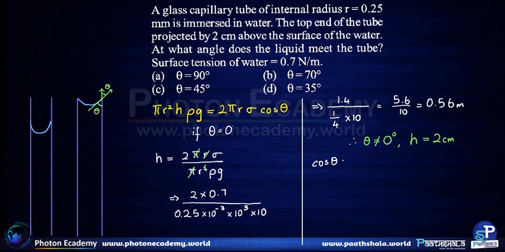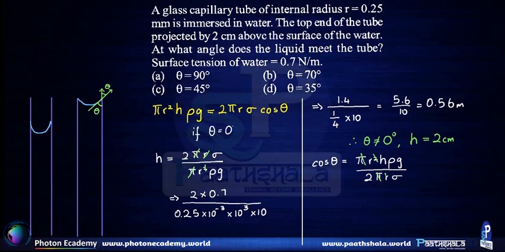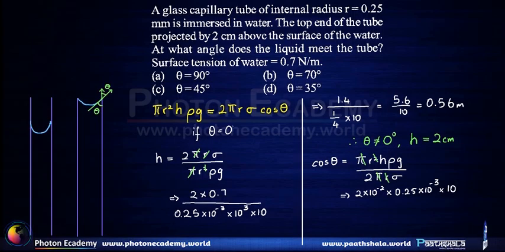Cos theta is equal to pi r square h rho g divided by 2 pi r sigma. Again, pi and r can cancel out, and we have 2 into 10 to the power minus 2 meters, which is height, into 0.25 into 10 to the power minus 3, which is radius, into 10 to the power 3, which is density, into 10, which is acceleration due to gravity, divided by 2 into 0.7, where 0.7 is the surface tension.